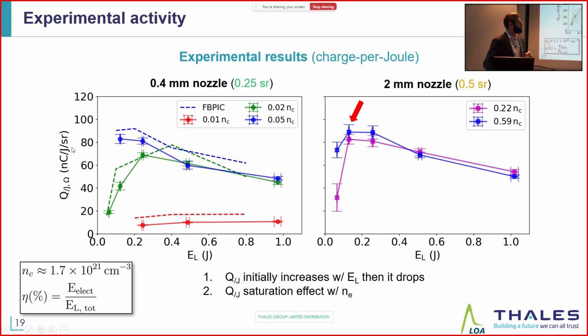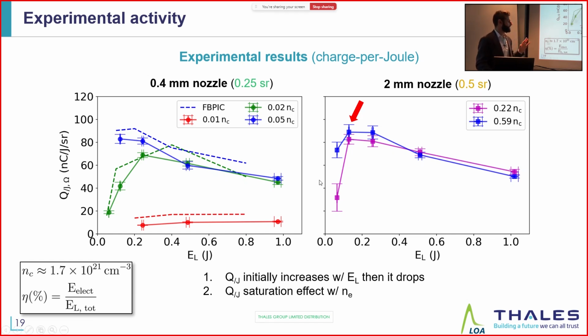We measured during the experiment using the smaller nozzle on the left, and the bigger nozzle on the right. And be careful about the collecting angle because it's not the same, 0.25 for the smaller nozzle, 0.5 for the bigger one. Each curve refers to a different plasma density, as you can see here again expressed as a fraction of the critical plasma density. And with the smaller nozzle, you can already see some numerical results. These dashed curves have been obtained using FVPIC. So these are numerical simulation results.